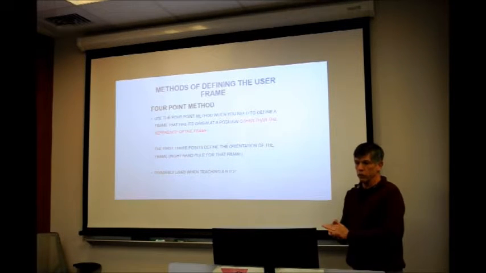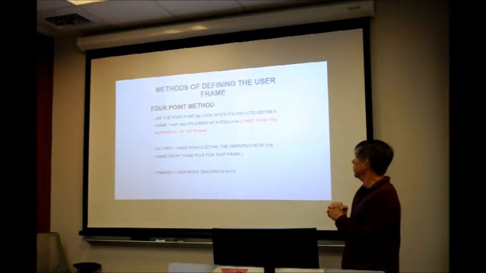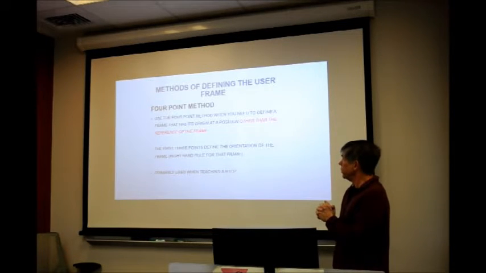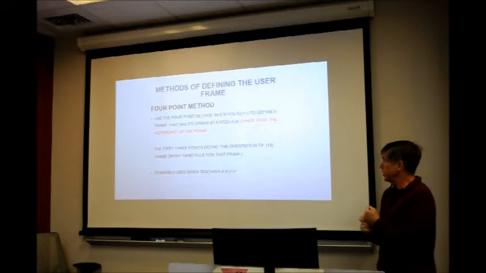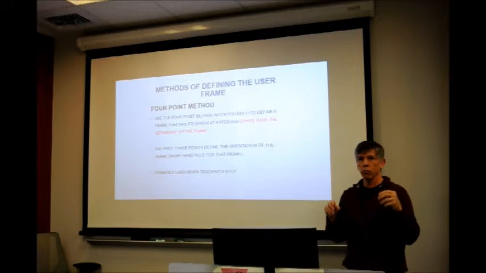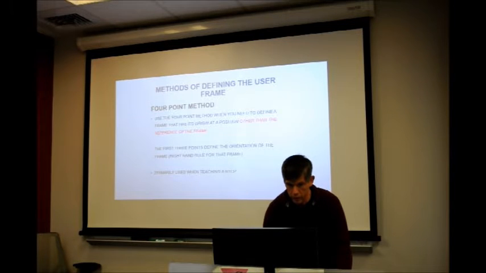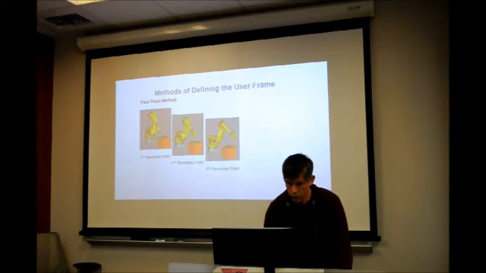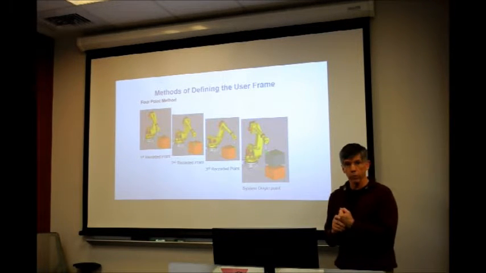Okay, there's also the 4-point method, which we talked about. And that's used when you need to define a frame that has the origin other than the reference of the frame. The first 3 points define the orientation of the frame, and the right-hand rule applies for that frame, and it's primarily used with remote TCPs. Okay, that's primarily when you use the 4-point method. So you record the first point, then the second point, then the third point, and then finally the 4th point, or the system origin point. That's the 4-point method.